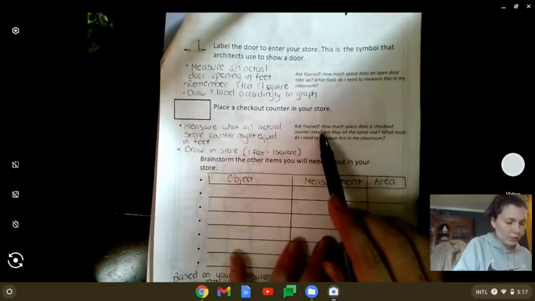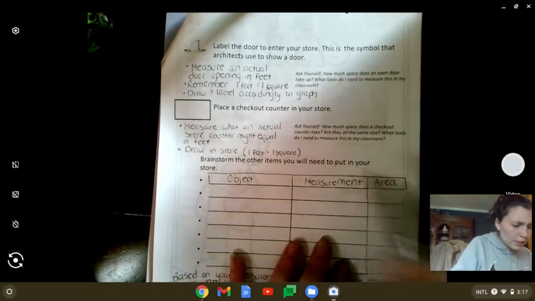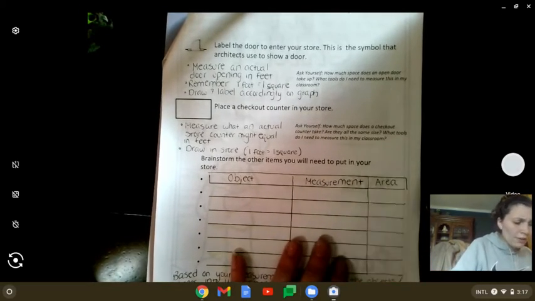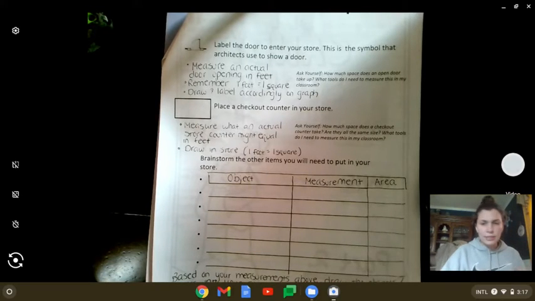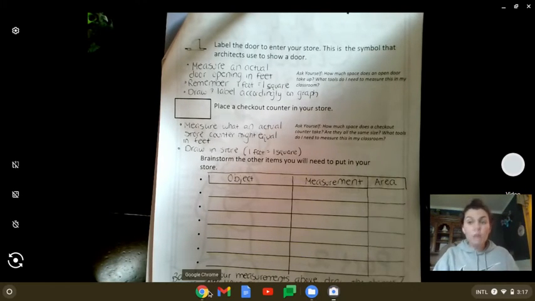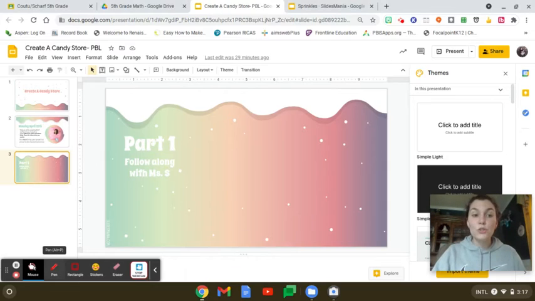So we're going to ask ourselves, how much space does a checkout counter take? Are they all the same size? What tools do I need to measure it? Pause this video and let's come back once you know how long your counter is going to be.